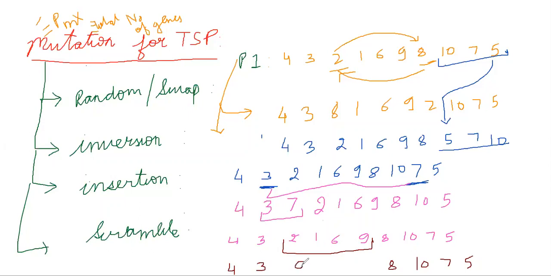So I could have written 6, 2, 9, 1. This is one way I have done it. Or it could have been 1926 or 1629, any combination. So it is random or scrambled within this substring without altering the other positions in my individuals. Okay, so these are the 4 methods which are very simple and they are applied to the traveling salesman problem.